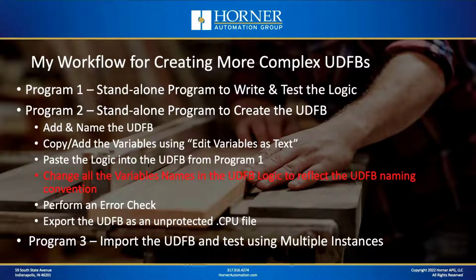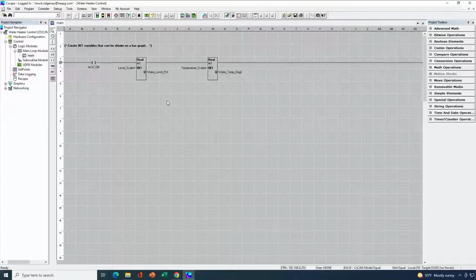Now we just need to, in another program, import that UDFB and test it using multiple instances if possible. I'm going to go ahead and fire up Cscape again. And this is a new program. It's actually the program, I guess you could say, that inspired creation of the UDFB to begin with, because it was a program where it became obvious that some analog averaging would be valuable. And let's go ahead and do scaling at the same time while we're at it.